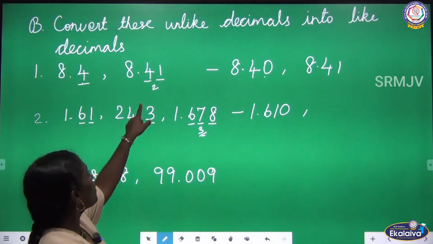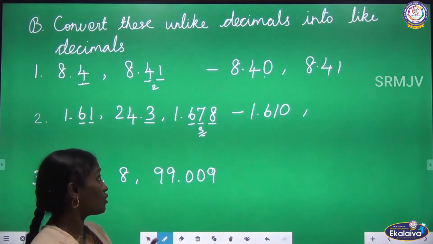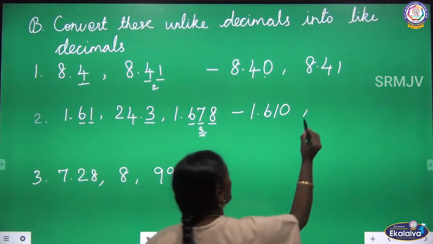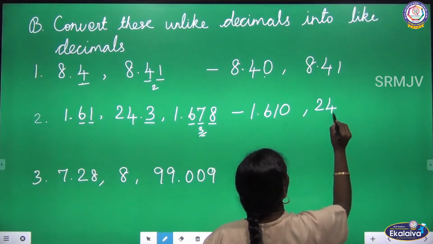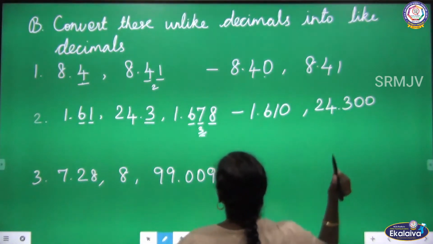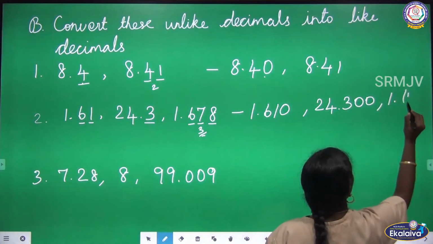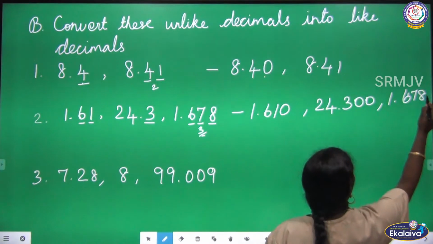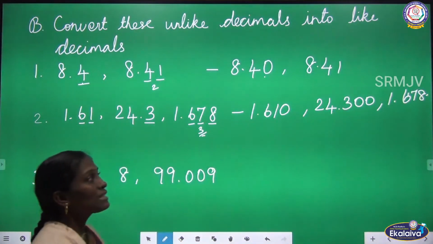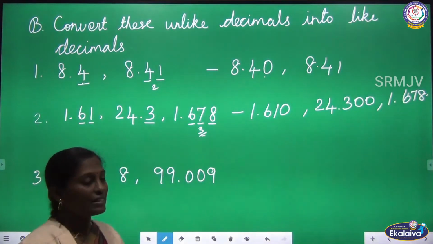In the second one, only one decimal place is there. So we have to add two zeros. Okay, then it will become 24.300. Here three decimal places. In the last decimal number, already three decimal places are there. 1.678. Now these decimals are like decimals.